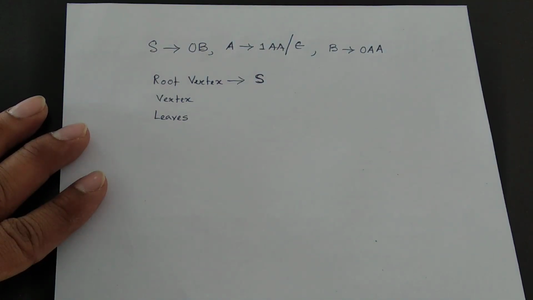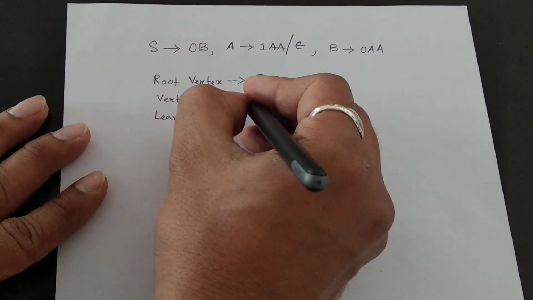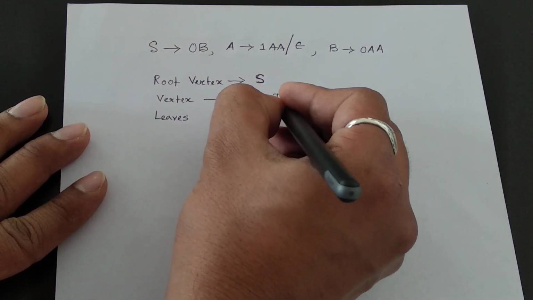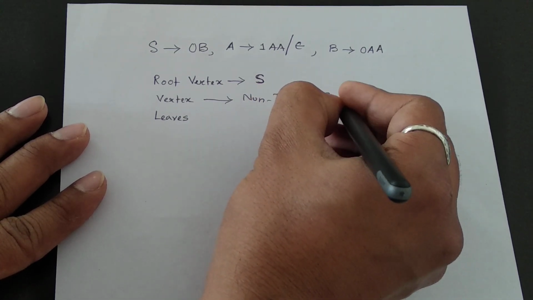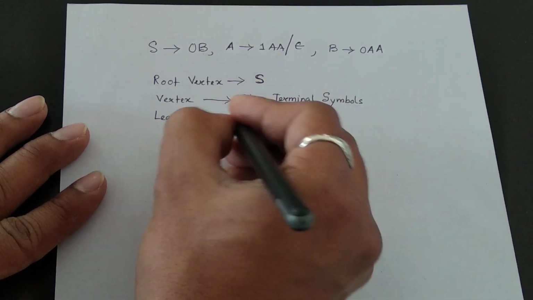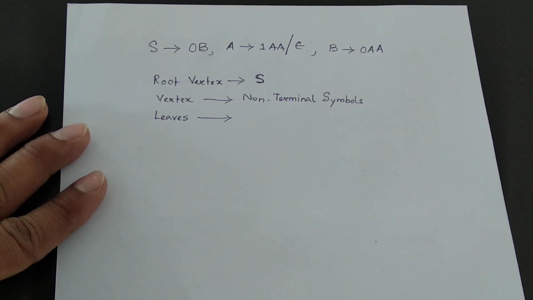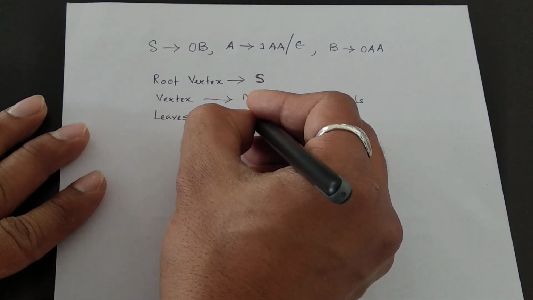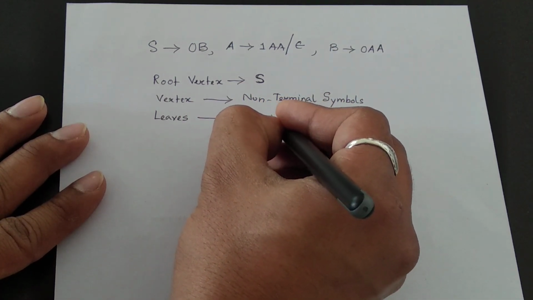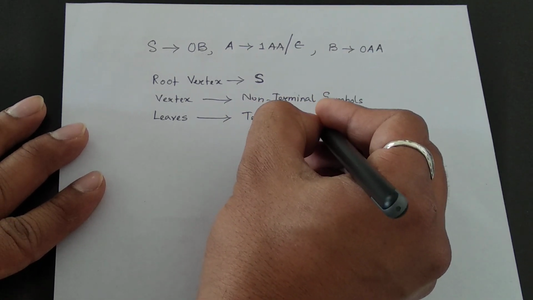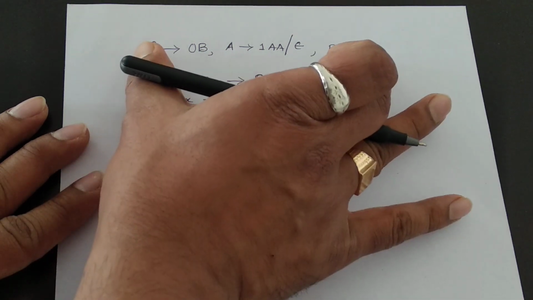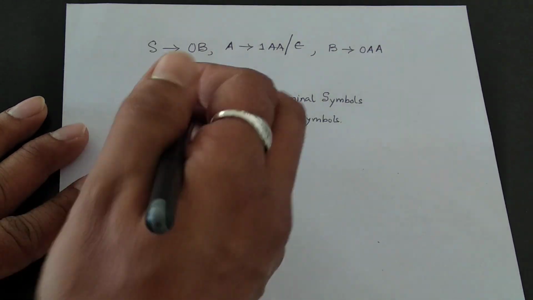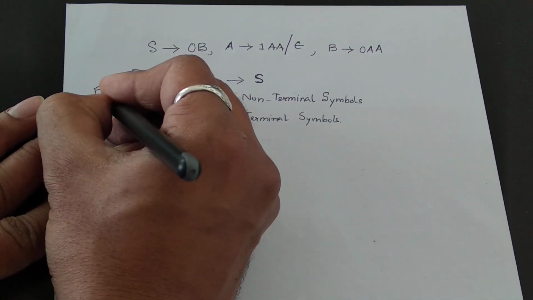Vertices will be labeled by non-terminal symbols. And finally, leaves are labeled by terminal symbols. Just keep in mind these three things, and it will be very easy to find. Okay, now this is the production given to you, and these are the three parameters you need to keep in mind.